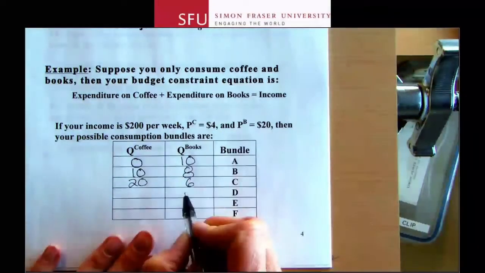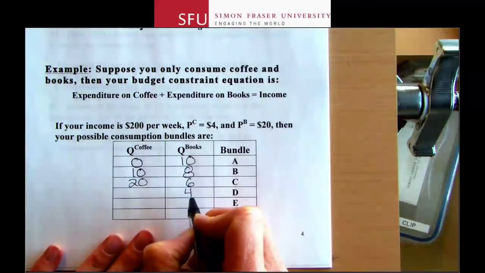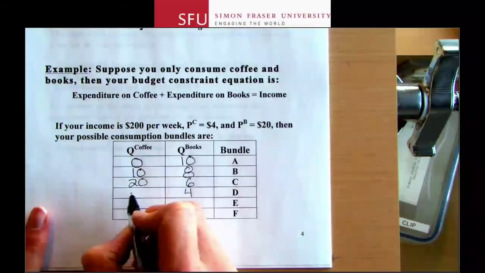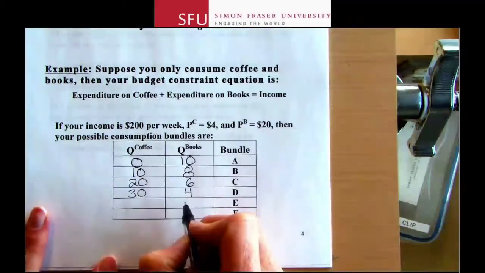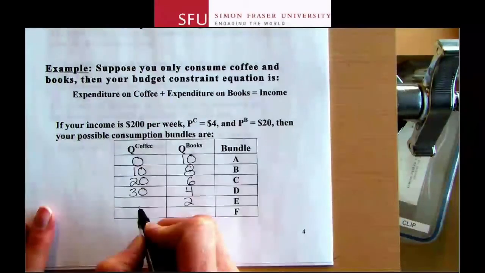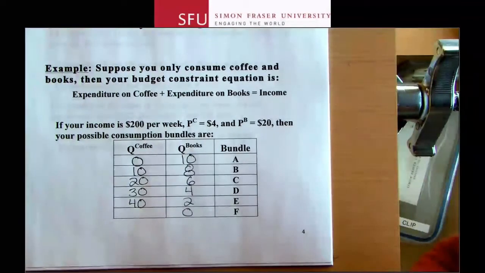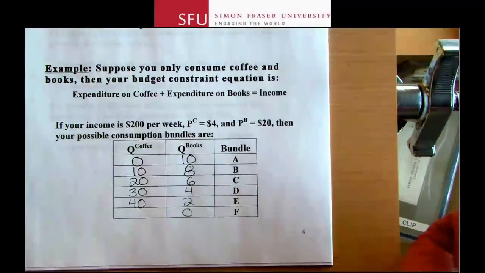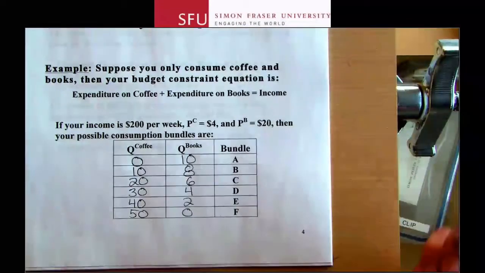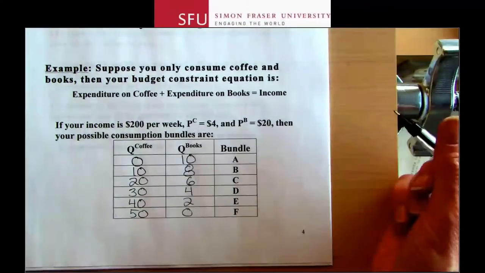Okay, so we'll continue on with those changes. So now if you only got 4 books, you'd have an extra $40 for coffee, so you can get an extra 10 cups of coffee. If you only got 2 books, you'd have $160 left over for coffee, so you get 40 cups of coffee. And if you didn't get any books, you'd have $200 to spend on coffee. You could get 50. That's per week. Right. That would be a lot of coffee in a week.